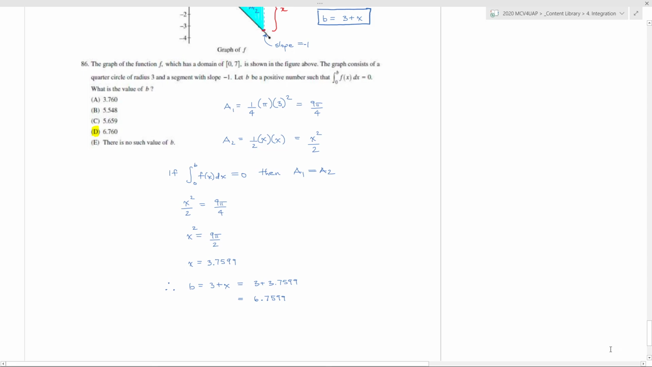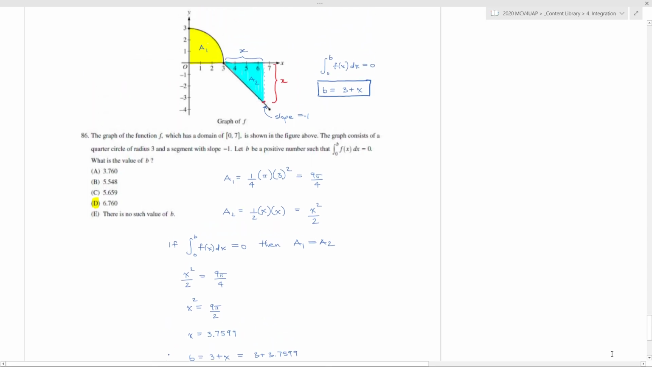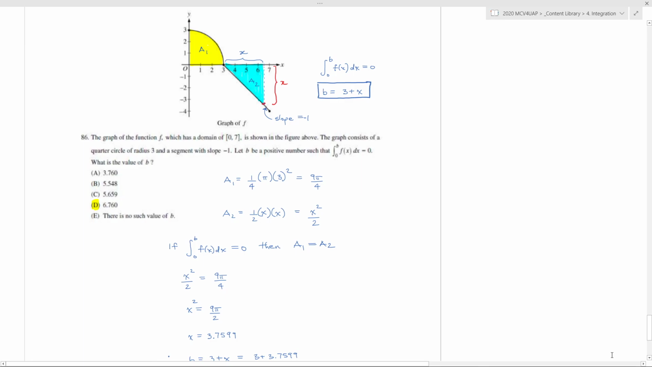Okay, so if I start at 0 and I integrate to 6.76, then that value of the integral will be 0 because the quarter circle area, which is above the x-axis, will be canceled out by the blue shaded triangle area, which is below the x-axis. And that's it. Good question.